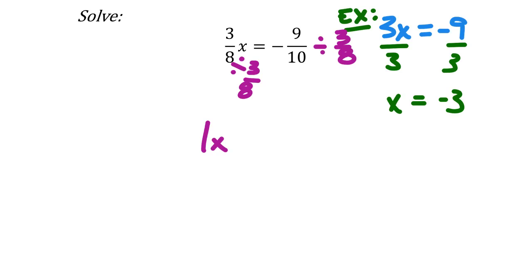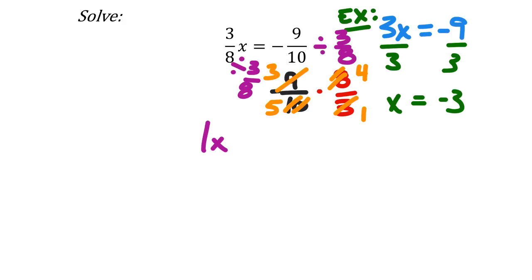But again, we don't actually divide with fractions. We end up multiplying. So it's -9/10, but now it's multiplied by the reciprocal, which is 8/3. Again, you could cross simplify at this point, right? 9 and 3 become 3 and 1, because they're both divisible by 3. And the 8 and 10 are both divisible by 2, which makes that 4 and 5.